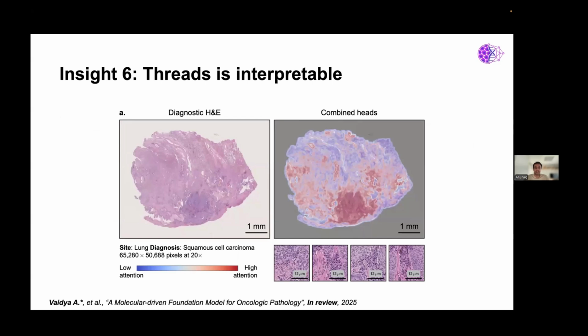We recognize that interpretability is very important to the field. And over here, we show that Threads is also an interpretable model. What I'm showing you over here is the diagnostic whole slide image. And on the other hand, the attention that is inherent to the Threads model. And this is to show that without giving it any specific signal to pick up on any specific morphologies, it's automatically able to look at the tumor for a squamous cell carcinoma slide.